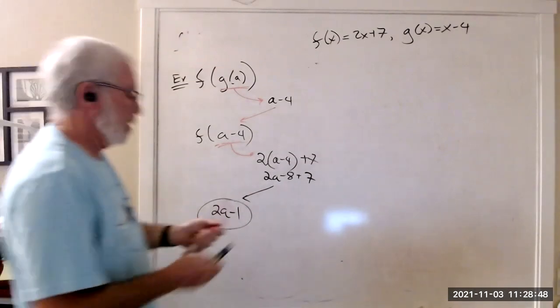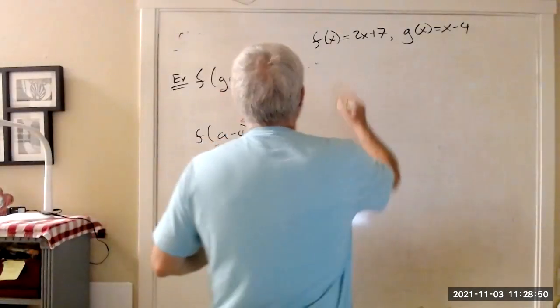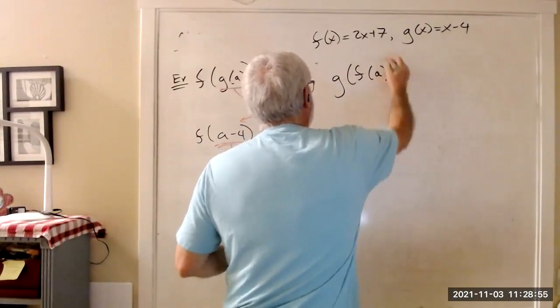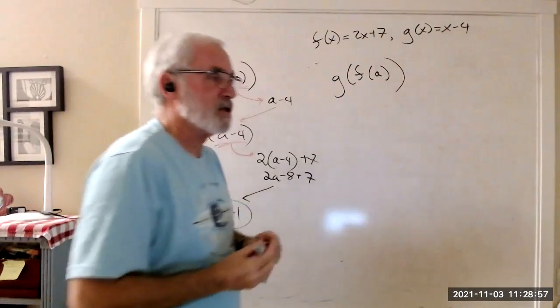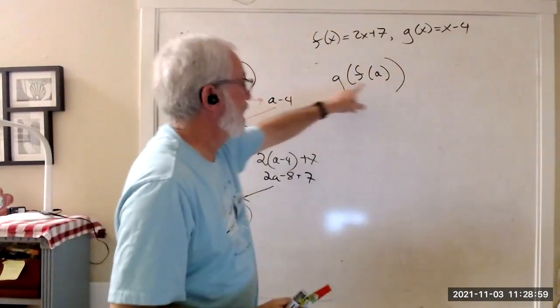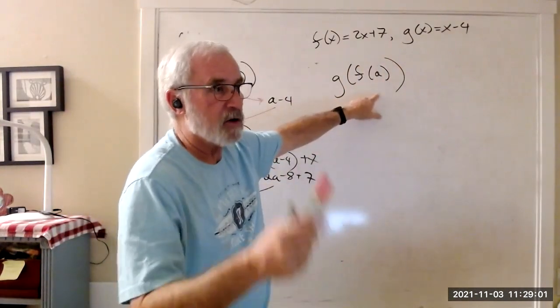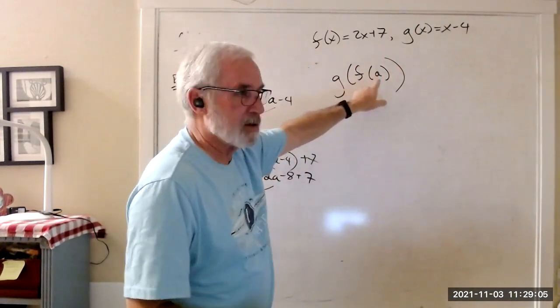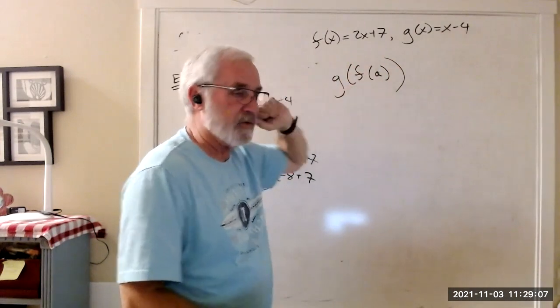Okay. I want you to try G of F of A. Remember, I say it from outside in, but you work it out from inside out. G of F of A. Start by taking A, plug it into F, and see how you do.